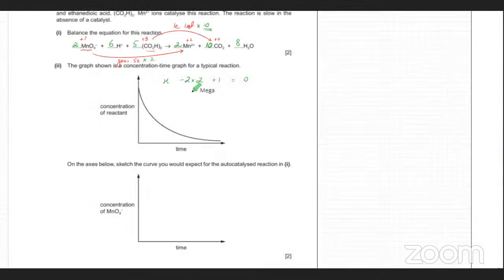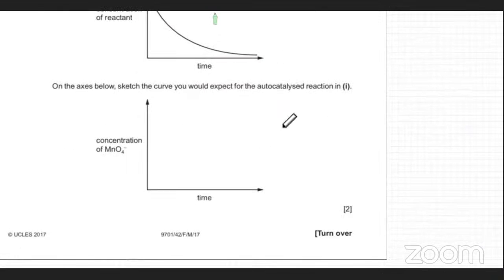So what would the graph look like? The concentration would not change very fast initially. But once Mn2+ is formed, the reaction speeds up. And then it slows down again because the reactants get used up. I mean, they kind of get used up. Is that clear?